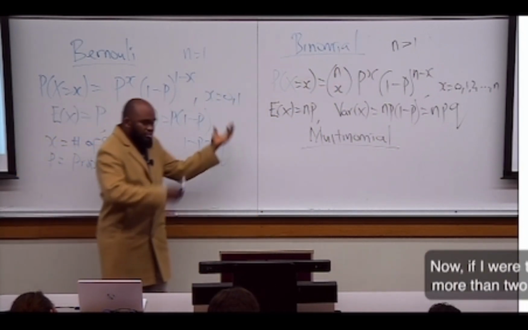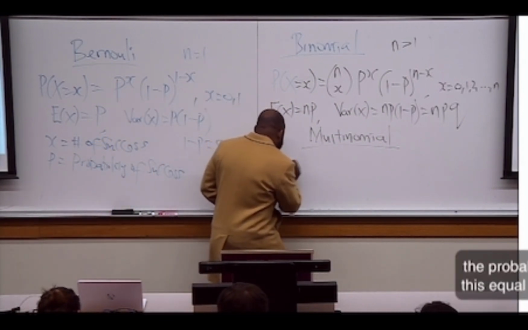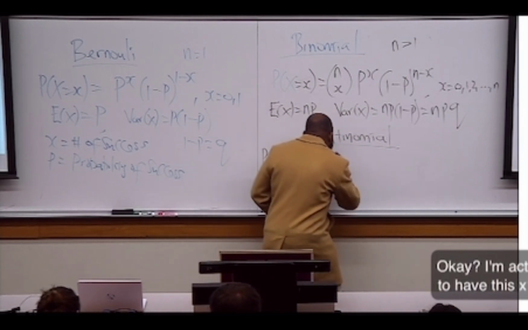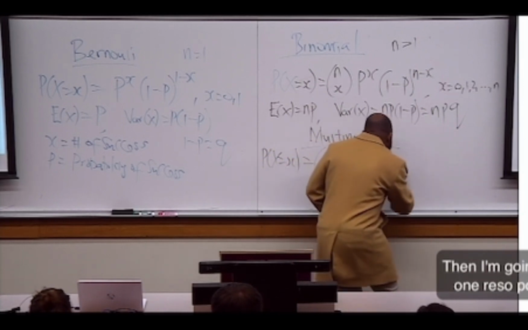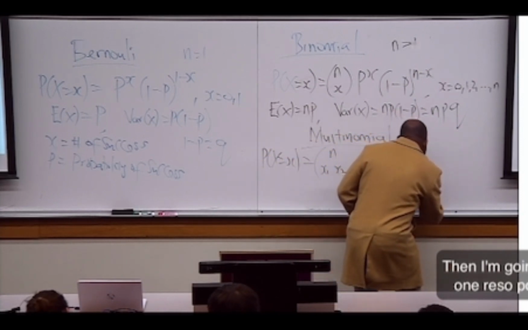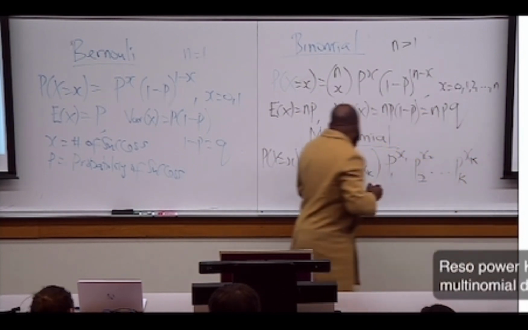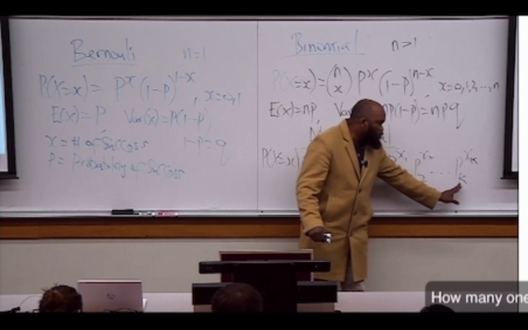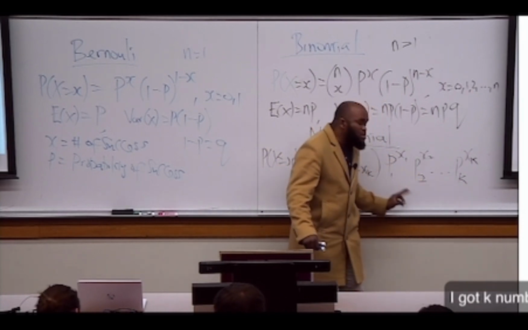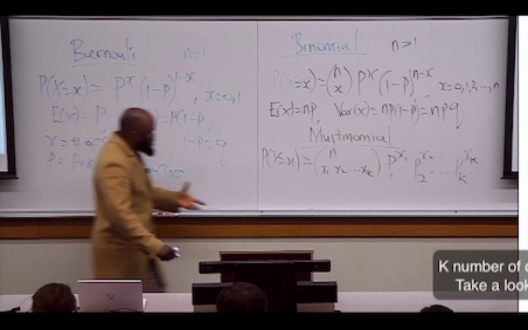Now if I were to talk about more than two categories, I'm going to have the probability of this equal to that. I'm going to have x1, x2, up to xk. Then I'm going to have p1 raised to power x1, p2 raised to power x2, up to pk raised to power xk. This is a multinomial distribution. How many p's do I have? I have k of them, and that indicates k categories. Take a look at that.